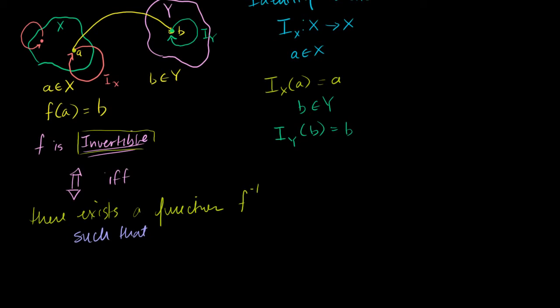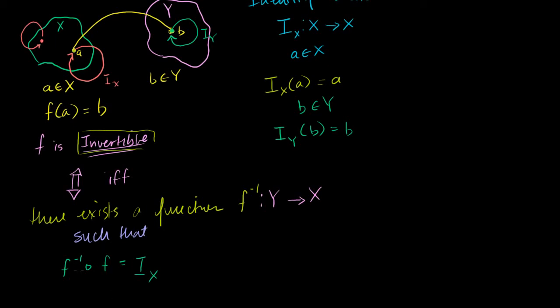So, and let me read it. This function f inverse is going to be a mapping from y to x. So I'm saying that f is invertible if there exists a function, f inverse, that's a mapping from y to x, such that if I take the composition of f inverse with f, this is equal to the identity function over x.